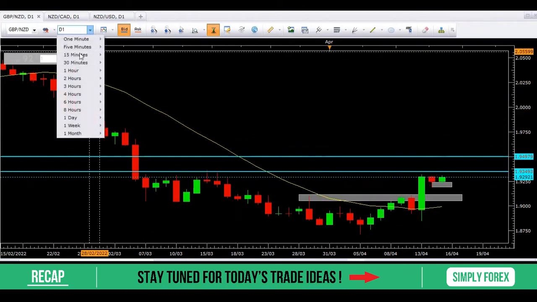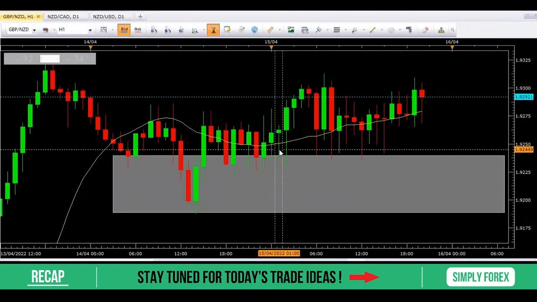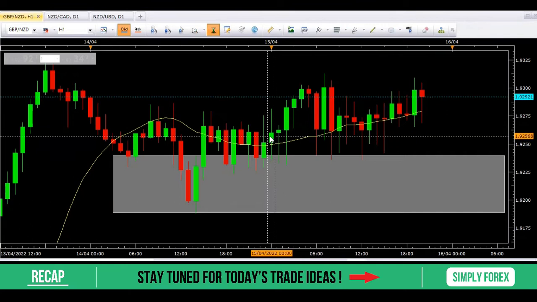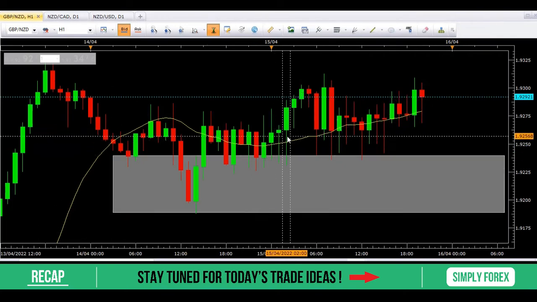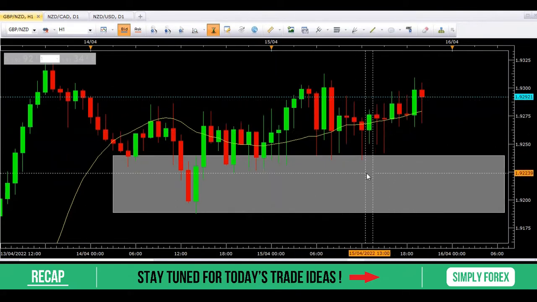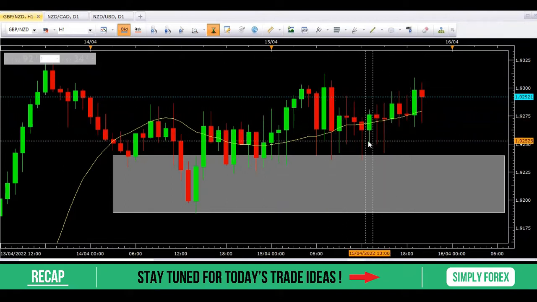Let's look at H1 to see what actually happened. To be honest with you, Good Friday, Easter happened. Not many traders in the market, not enough volume, guys. Hence, price just did this. It didn't really move all day, just whipsawed up and down. There were a couple of candles where buyers were in control, but just look at that price action, guys. I just didn't want to enter this market at all. So there was no trade on the pound against the New Zealand dollar.